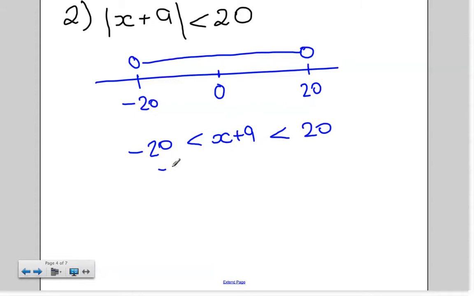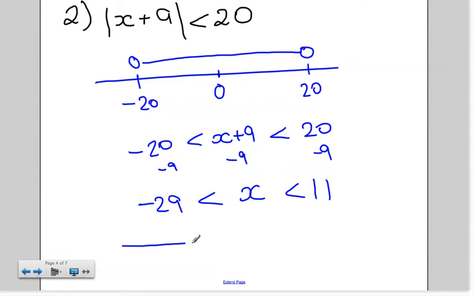Subtract 9 from all sections. This little step is optional. You can do that in your head. It gives us minus 29 less than x less than 11. So our solution is x has to be between minus 29 and 11.